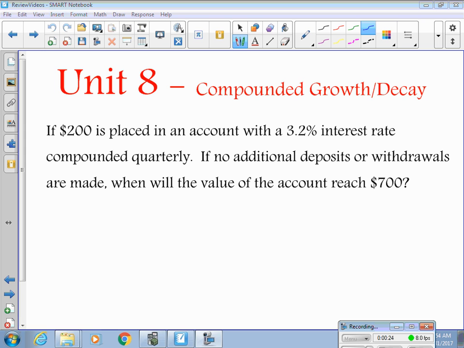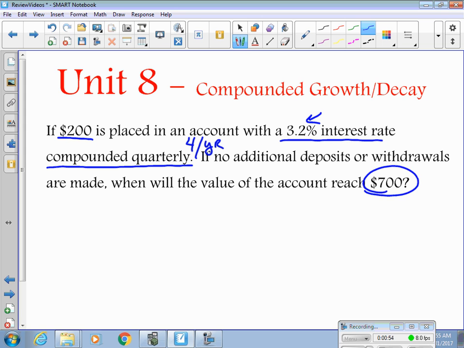Okay, so we've got a couple things that are important here. We know that $200 is placed in an account. We know the interest rate is 3.2%. I'm going to arrow that because that's an important piece there. That looks like a decimal, but it's actually a percent. And it's compounded quarterly. So you need to know that quarterly means 4 times in a year. Just like you get report cards 4 times, we have 4 quarters, let's put it that way. And when are you going to have a total of $700? So those are important pieces.